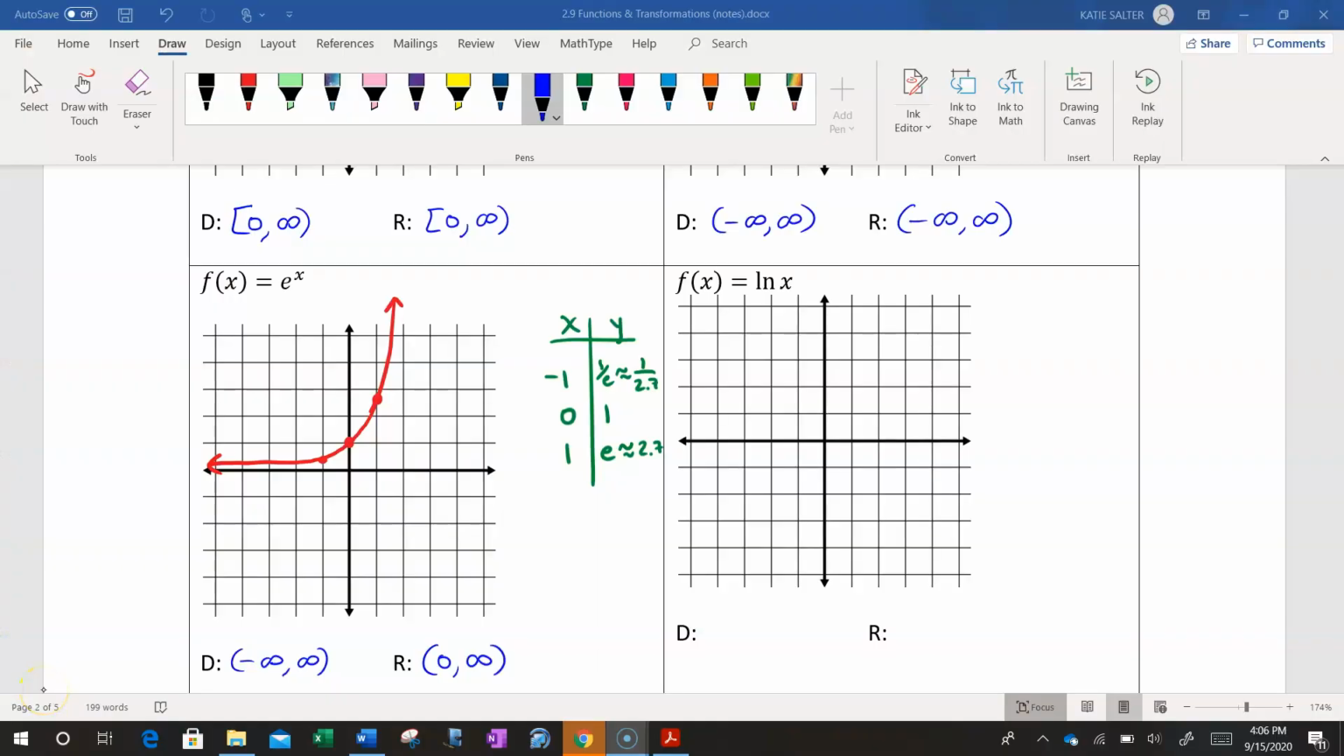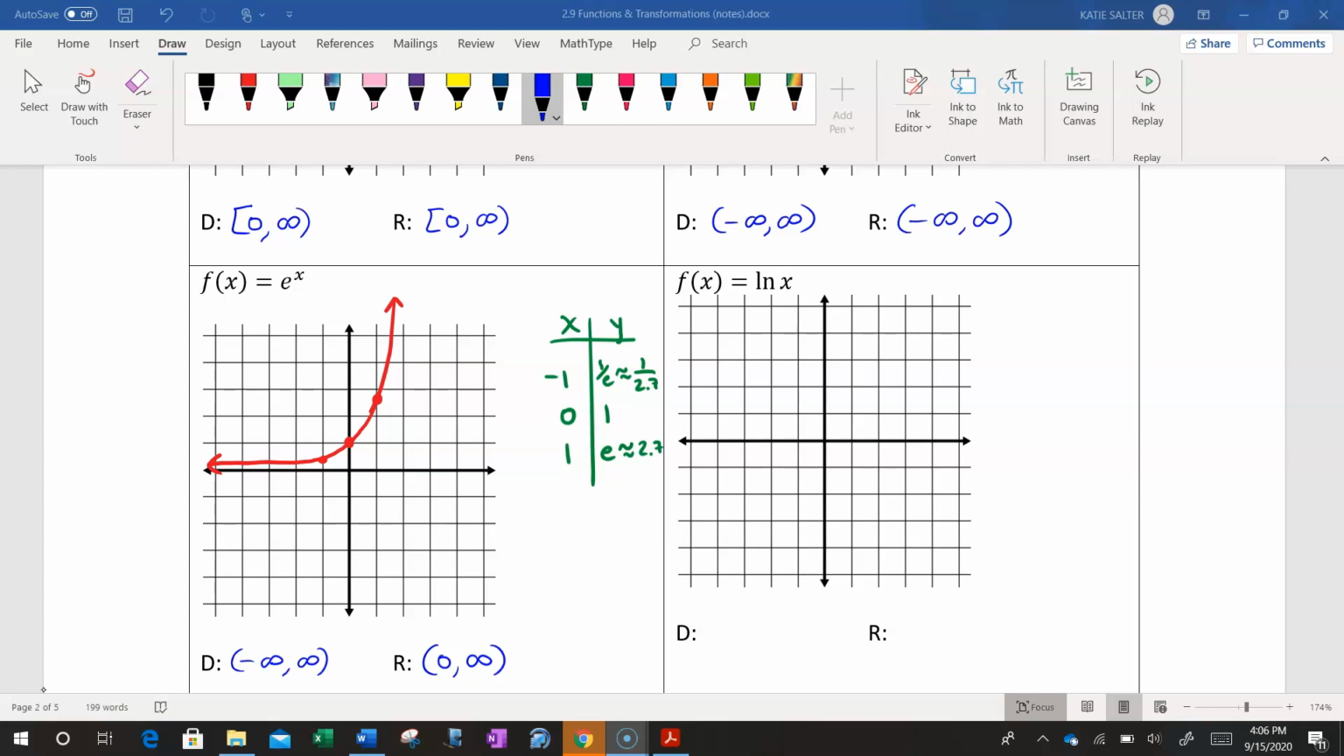All right, so for our next one, f of x equals the natural log of x, we know that that is the inverse of the e to the x function. That's how they relate to each other. They are inverses of each other. So if we understand the points on our y equals e to the x, all we have to do is switch them to graph the points on y equals the natural log of x.